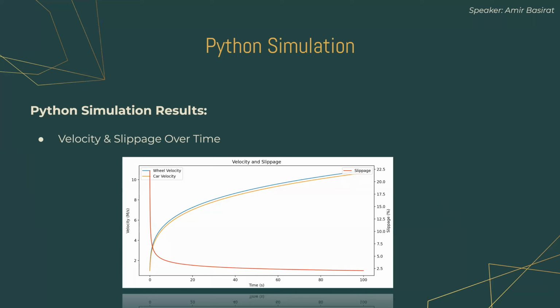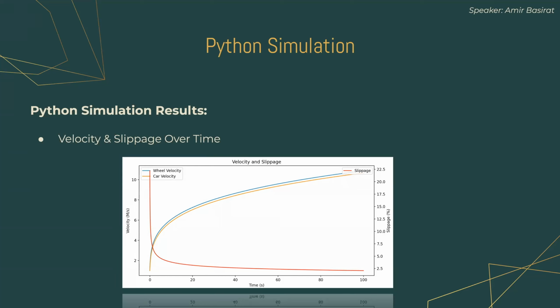So let's look at the results from our Python simulation. This graph shows how the car and wheel velocity relate to wheel slippage over time. As you can see, our system lowers wheel slippage as the velocity goes up. This is really important because it helps the car stay controlled and stable when driving fast.